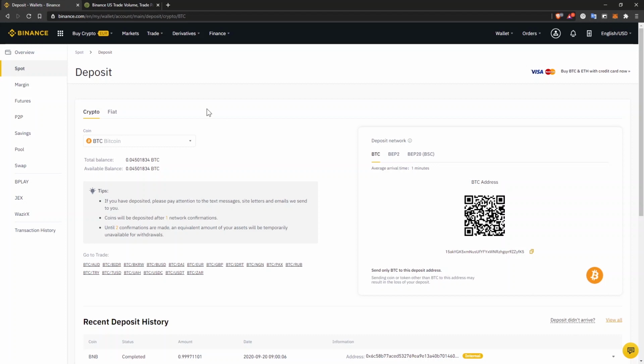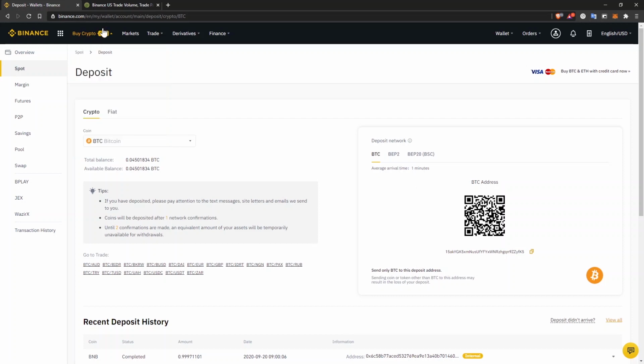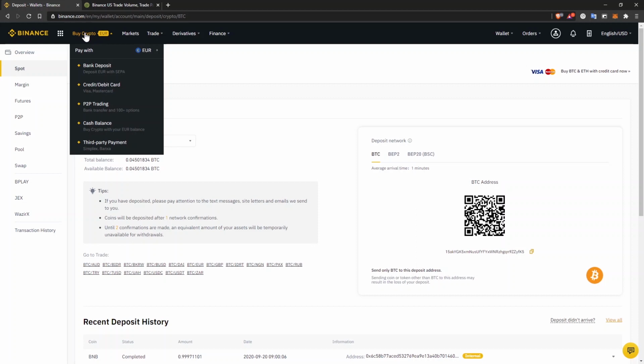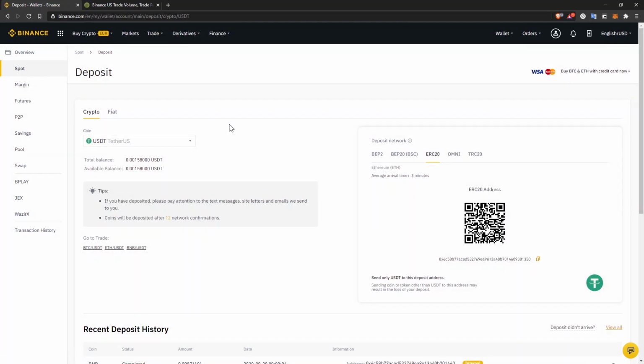Or you can buy crypto straight from Binance. If you click here buy crypto, you can see all the available methods here, but for me it's usually cheaper with the crypto.com account. And of course you'll need to verify your account, your Binance account, if you want to buy crypto from here, from this website. I'm going to deposit some USDT to show you how to trade.